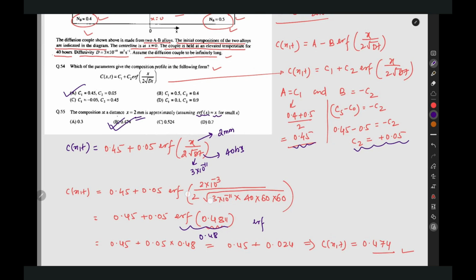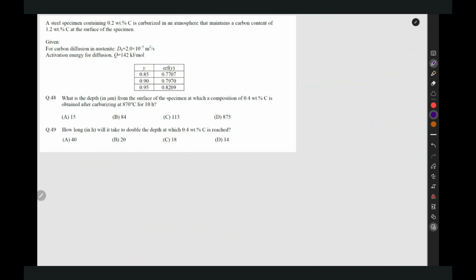So now we will move to the next question. This is another question from the GATE 2013 paper organized by IIT Bombay. First we will read the question. A steel specimen containing 0.2 weight% carbon is carburized in an atmosphere that maintains a carbon content of 1.2 weight% carbon at the surface of the specimen. Given for carbon diffusion in austenite, the activation energy Q is 142. We have been given data to calculate the error function.